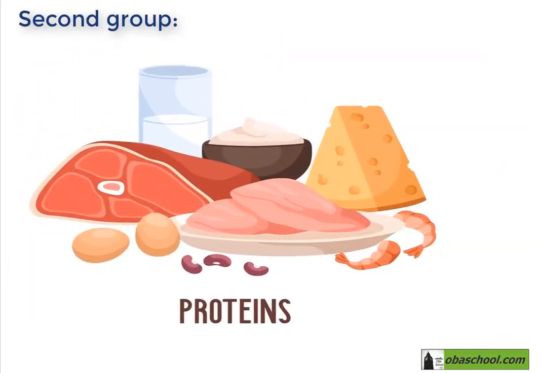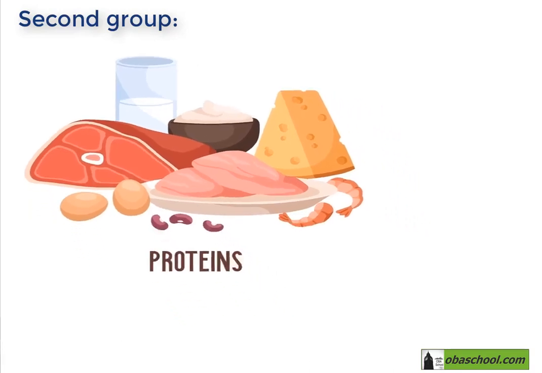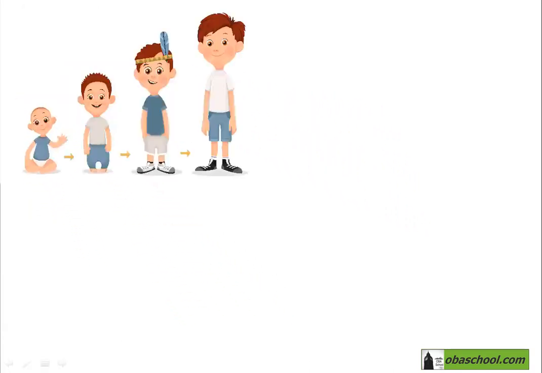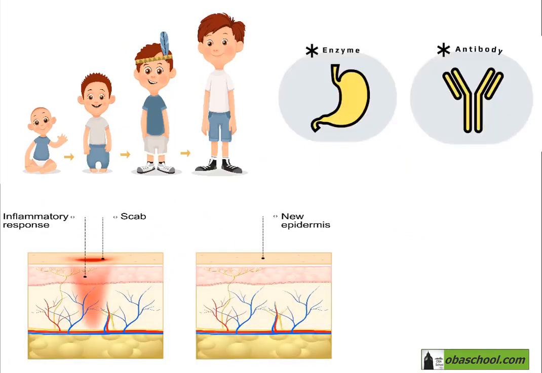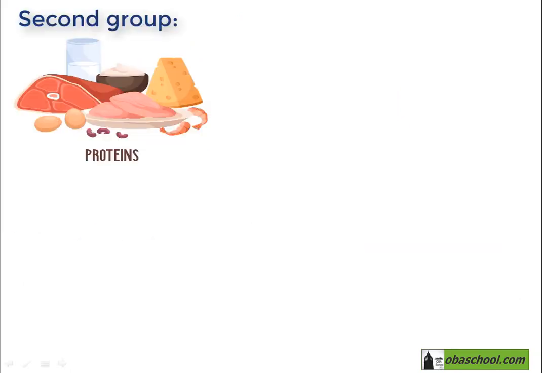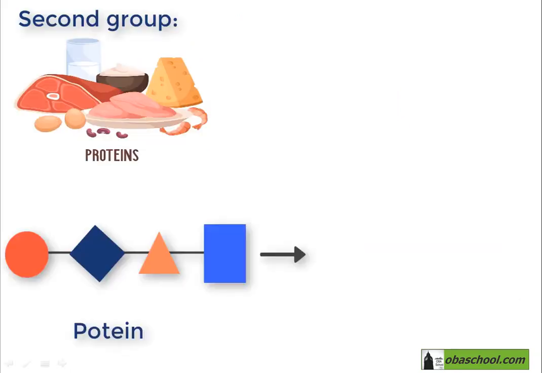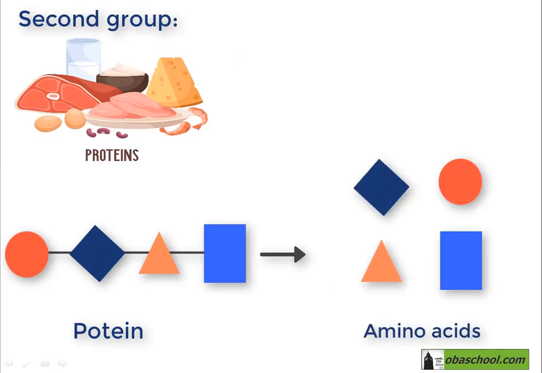The second food group is proteins. Proteins carry out different functions in our bodies, such as growth, repair, and acting as enzymes, antibodies, or hormones. Protein molecules are made up of long chains of amino acids.